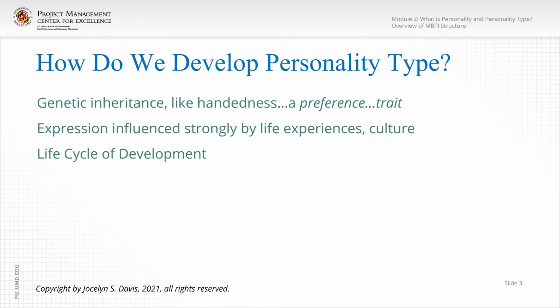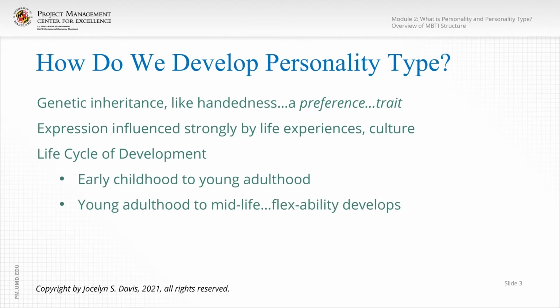The life cycle, at least pursuant to the Myers-Briggs theories, is that early childhood to young adulthood is when you develop your personality. Young adulthood to midlife is when flexibility develops, where you begin to be able to flex out of introvert to extrovert or N to S, etc. And post midlife, if you're mature, you've become, if you pardon the mixed metaphor, ambidextrous, where you can basically move back and forth between the preferences from a behavioral standpoint with ease.